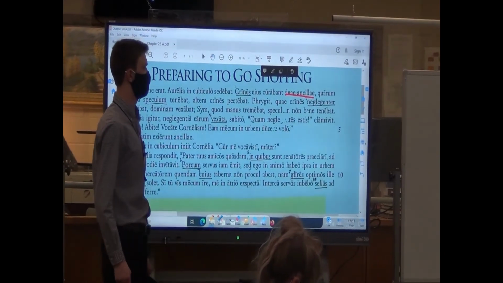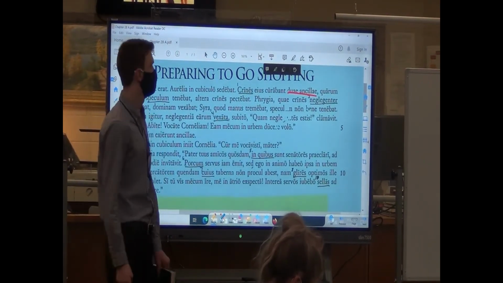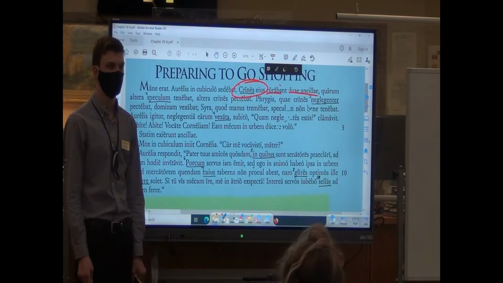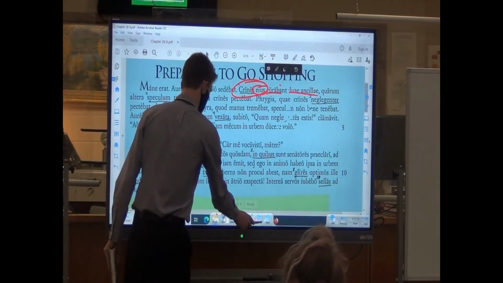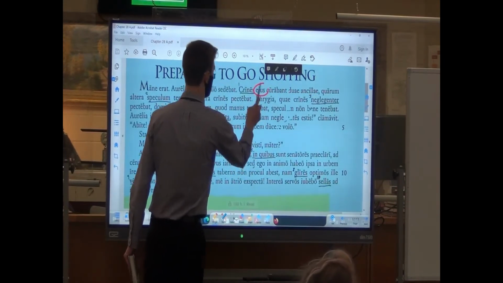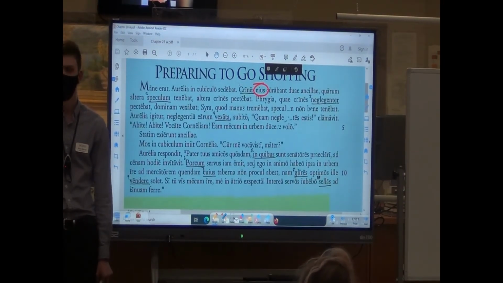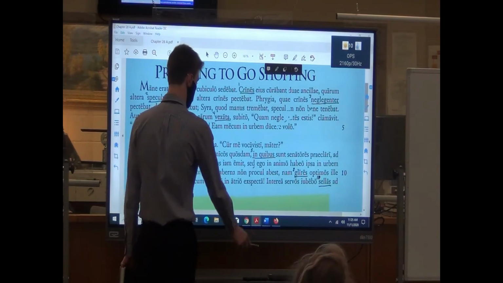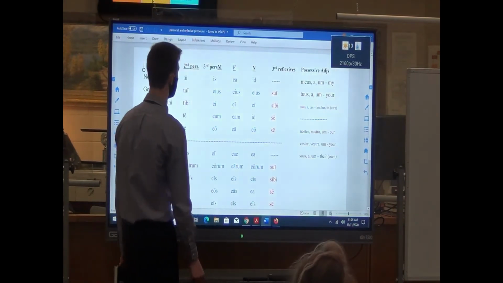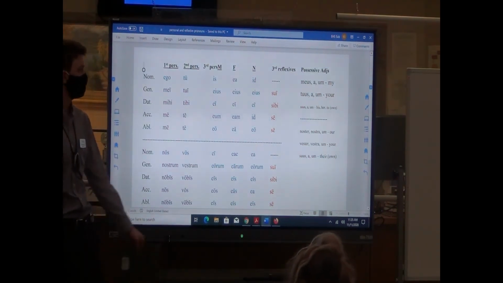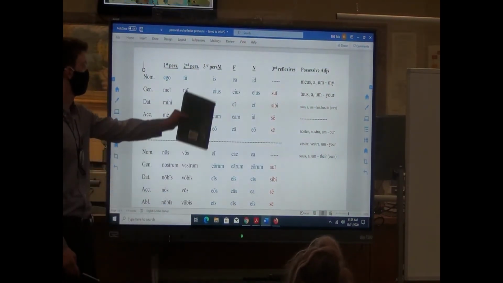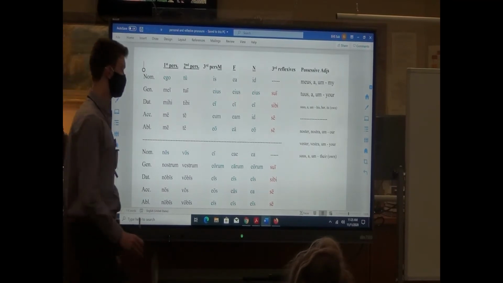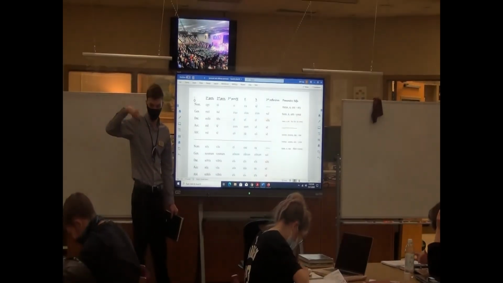Wait, let's do the main clause right now. Two slave girls, for what? For caring for her hair. What is her? What kind of pronoun is it? Reflexive would be these right here. So it'd be personal? Yeah, the first reflects back to the subject of the sentence.